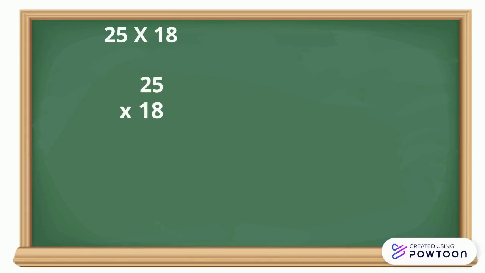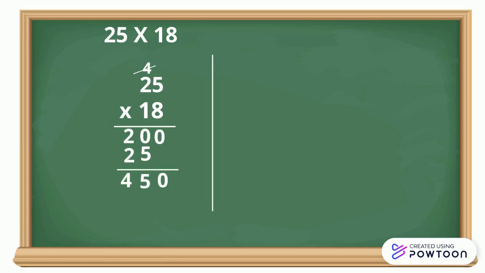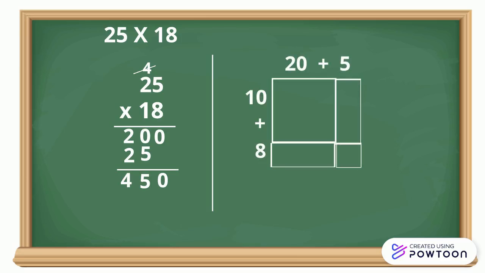Your son comes home from school and asks you to help him with his multiplication. You're like, no problem. 25 times 18 is 450. No, Mom, I have to use generic rectangles. What's that? I'm not quite sure.